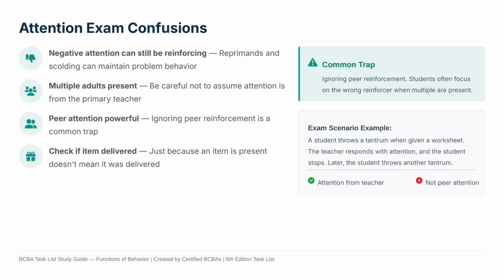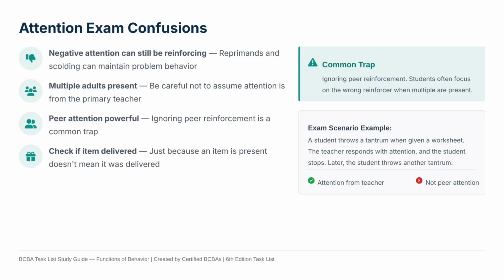They absolutely can, especially if the individual lacks access to social interaction otherwise. Another trap is ignoring peer attention. In classroom scenarios, students often focus only on the teacher's response. But if peers laugh every time a behavior occurs, that peer attention may be the true maintaining variable.